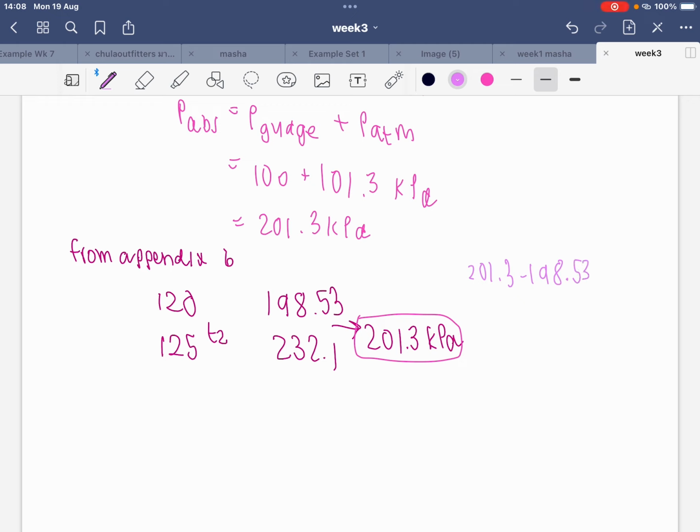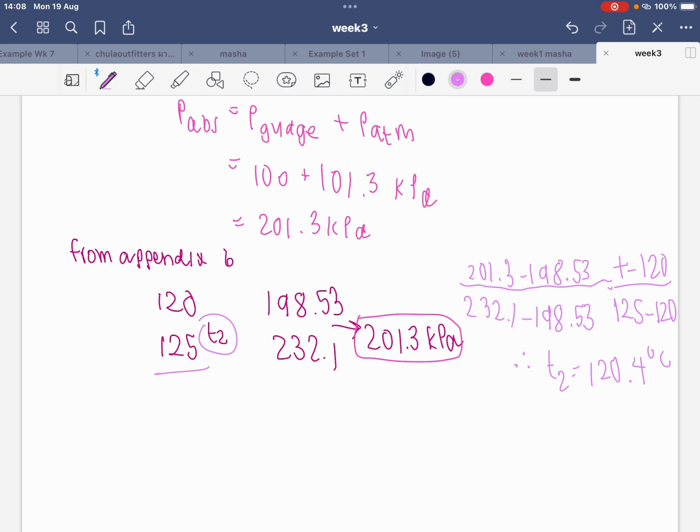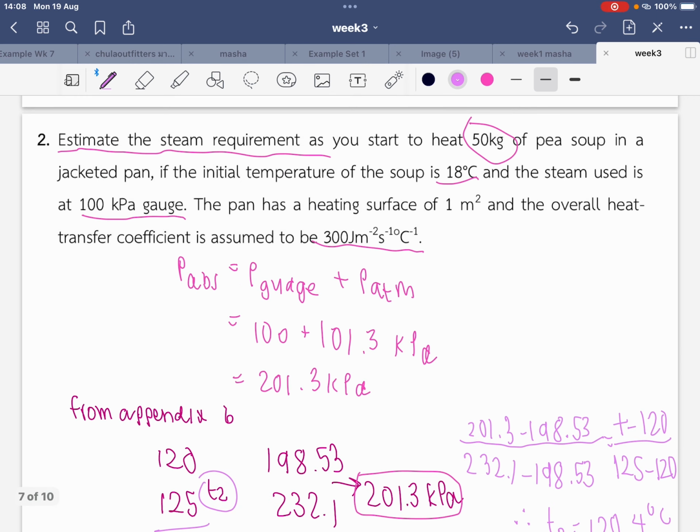And then we refine. This one is easy. 153 over 2 minus 198.53 equals T minus 120 over 125 minus 120, so T2 equals 120.4 degrees Celsius. So this one. Then overall heat.